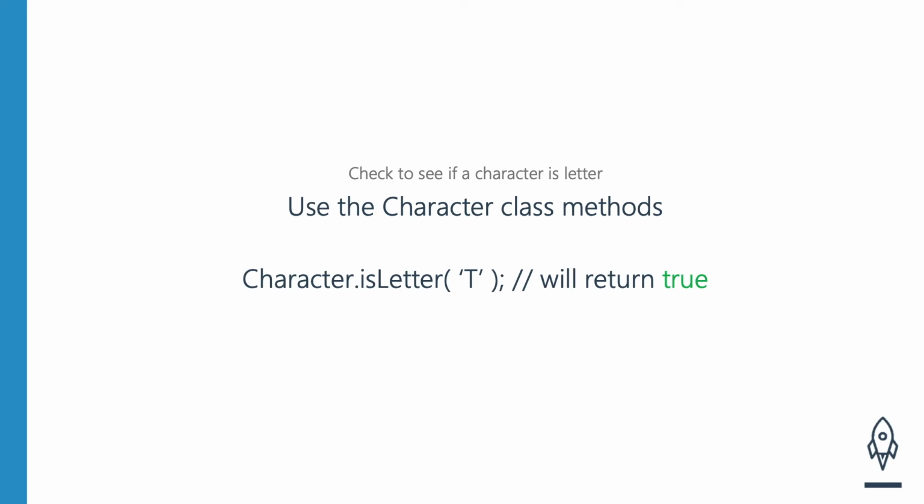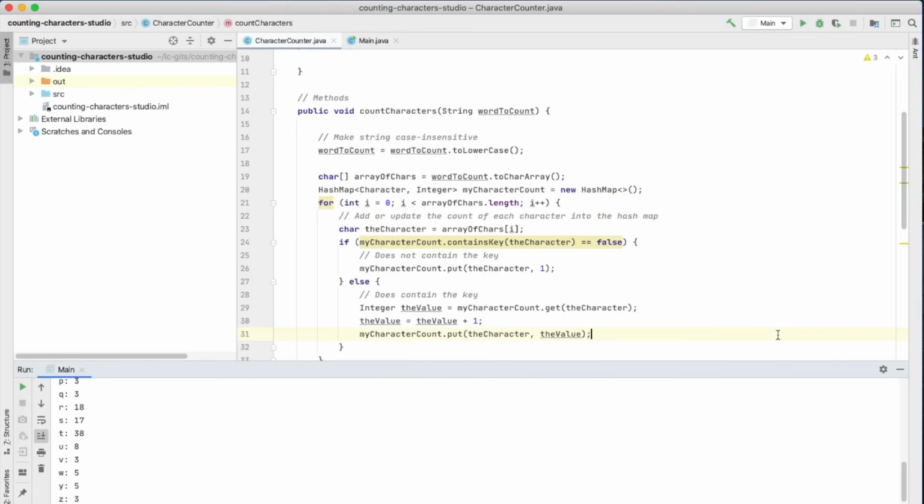Then we provide it with a character to check, in this case, the capital T, which will return true. Another example is that we provide the character 4. This will return false. So let's use this now in our application. So where do we do that? Where do we exclude non-alphabetic characters? We can only do that when we're looking at the character individually.